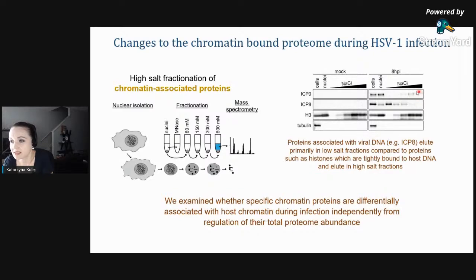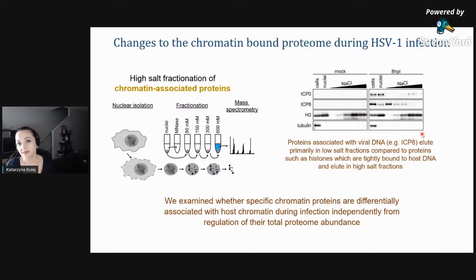ICP0 is slightly present, but that is expected because we know there is a trace of ICP0 retained on the host chromatin. You can also see that histone H3 indeed is increasing in each fraction, and we don't have much contamination from other cellular proteins. I cannot say that we don't have contamination of the viral chromatin here, but in our eyes, primarily what we are looking at is the host chromatin.